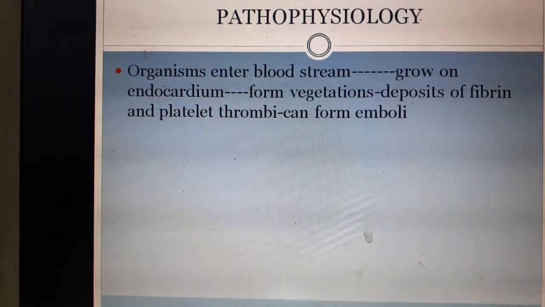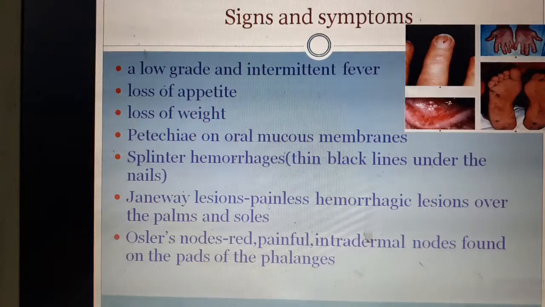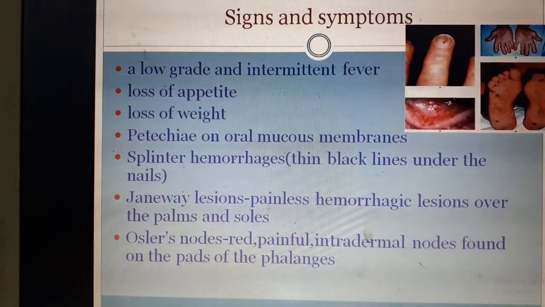The pathophysiology is that the organisms enter the bloodstream, grow in the endocardium and form vegetations. Therefore it forms deposits of fibrin and platelets, and emboli can block the whole valve. Signs and symptoms are low grade and intermittent fever. It can be as low as 100 and can go up to more than 104, 105 degrees Fahrenheit. They can have loss of appetite or loss of weight.